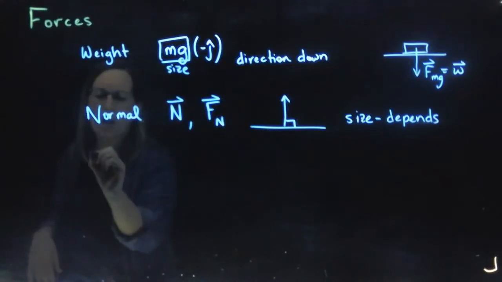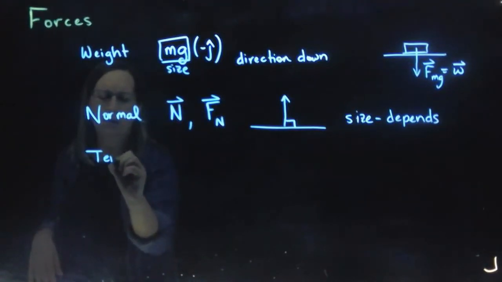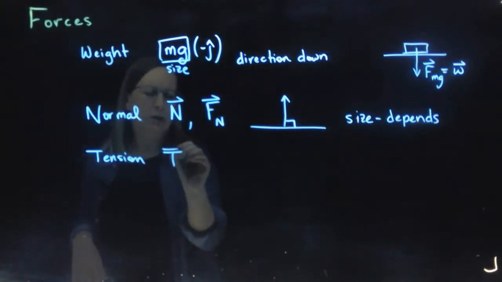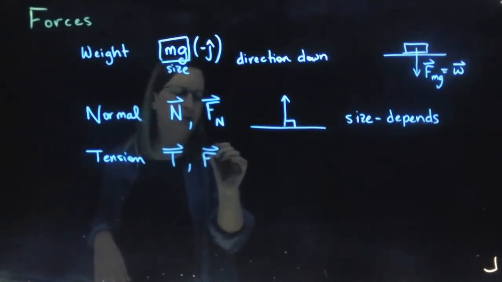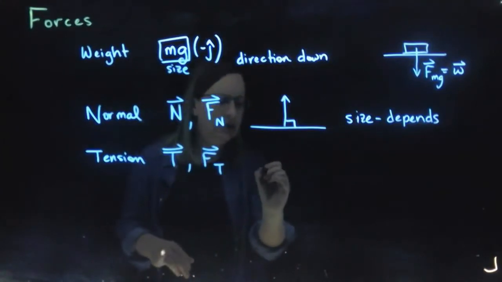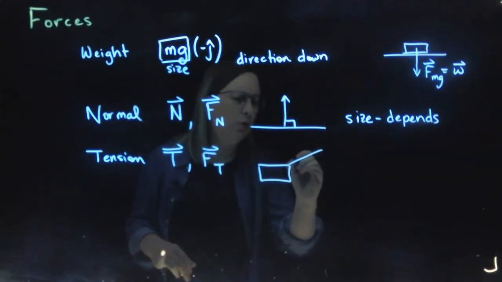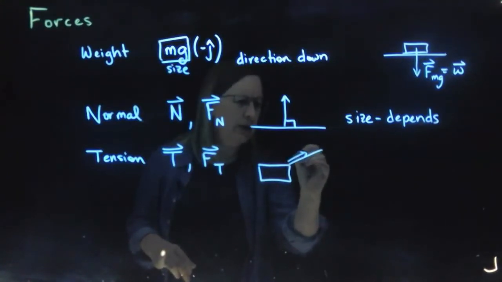I want to do another force that's kind of like normal. It's called tension, and your book is going to use a T. I prefer an F sub T, and it is along a string. So if I've got a string or a rope, then tension, force tension, would be along this direction.